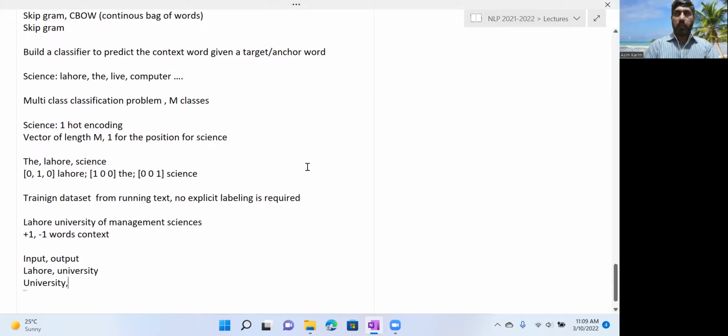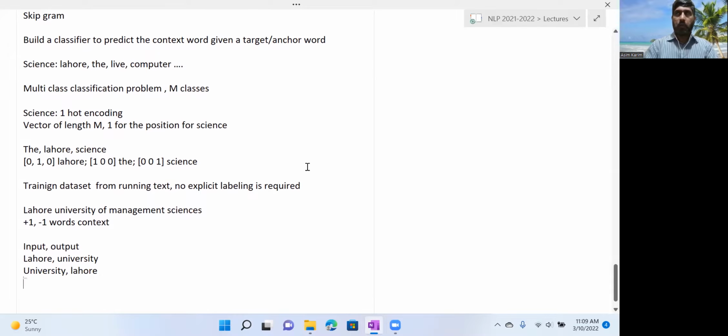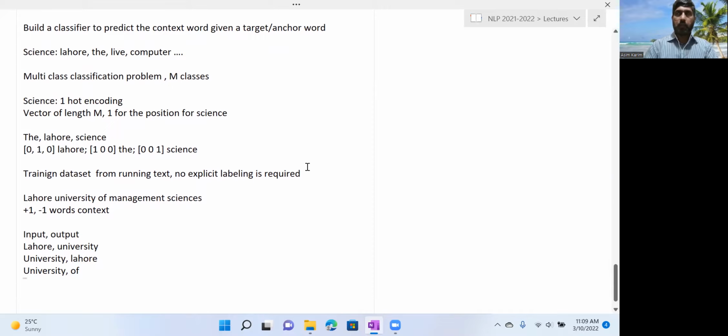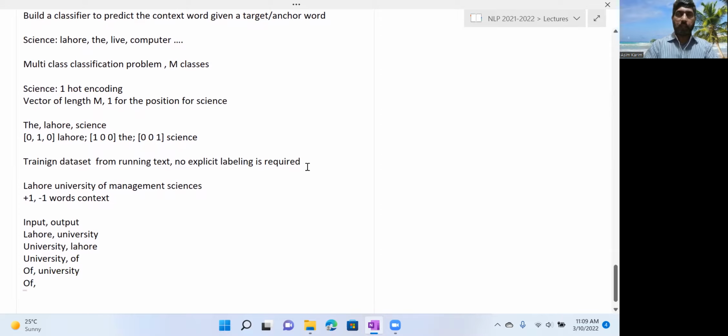So what is a context word for university? We have, of course, Lahore. And what is another context word for university? On the right-hand side, Lahore University of. So you have Lahore on the left-hand side, of on the right-hand side, and then we have management on the right-hand side of of, and so on.